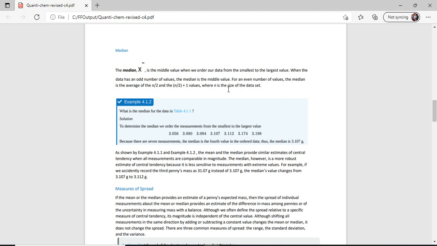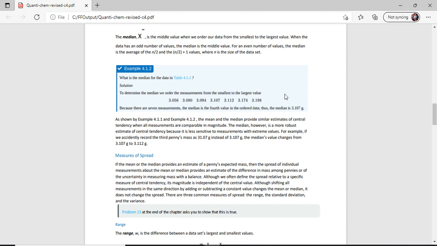For even values, the median is the average of the two numbers at the center. Add up the two numbers, then divide by 2, where n is the size of your data. What is the median of our data in Table 4.1.1?